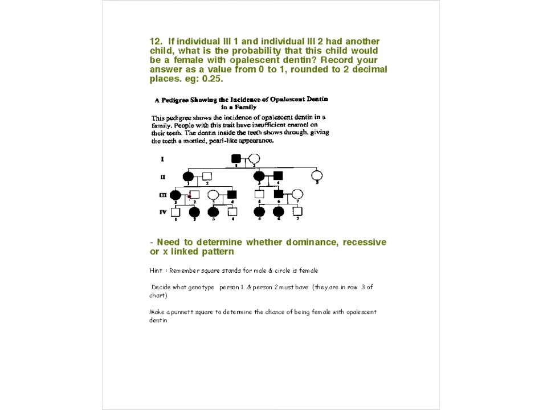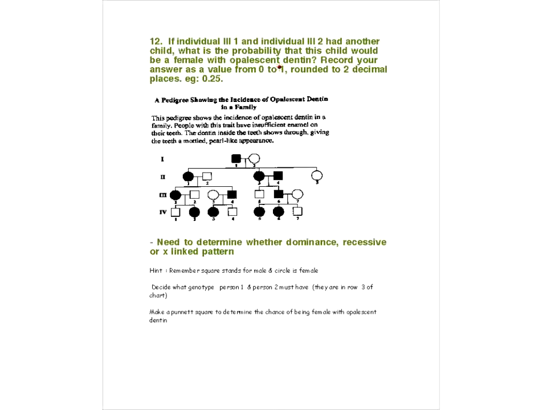So we need to figure out what their genes are based on what genes are for the dominance pattern when we looked at it in question 11. So find out what those genes are for these two parents, do the cross, and then figure out what the probability will be that the child will be a female with opalescent dentin.